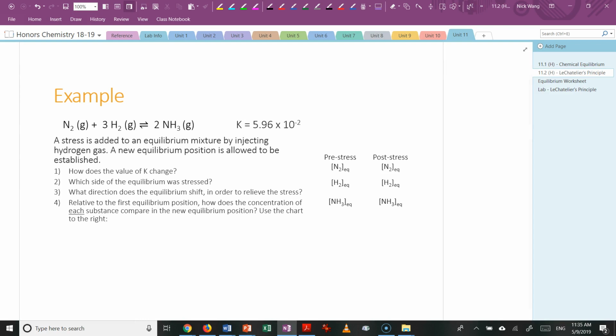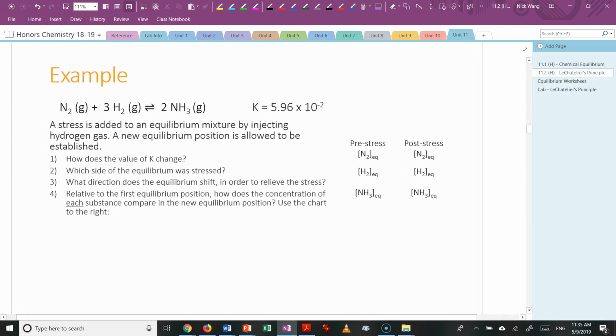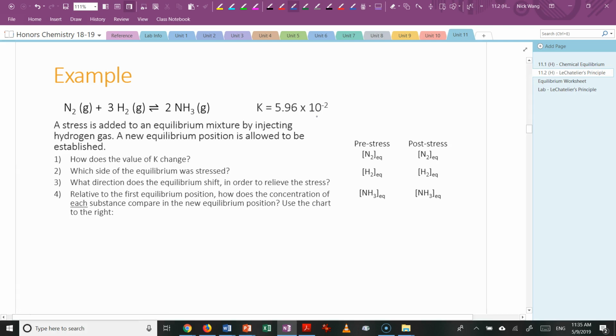Let's walk through this example. Again, same equation, same equilibrium. You have a K of 5.96 times 10 to the minus 2, which is just that K you can use to remember the ratio of products versus reactants. Let's see what that stress is. The stress is added to an equilibrium mixture by injecting hydrogen gas, right here. A new equilibrium position is allowed to be established. How does the value of K change? None. Changing the concentrations of substances does not change K.